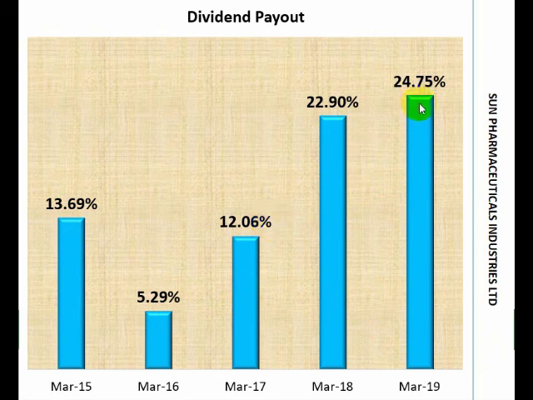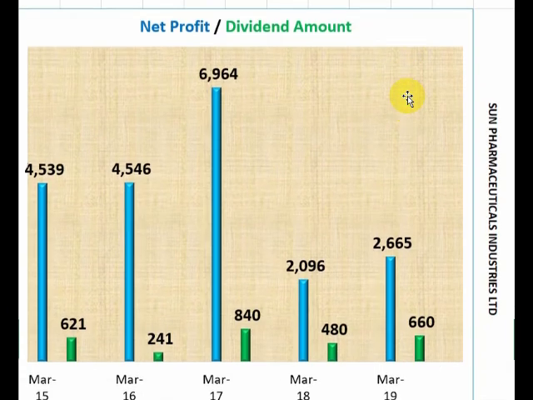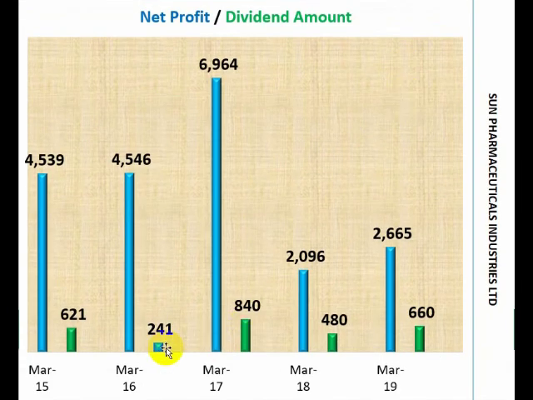In March 19, 24% of the profit was given out as dividend to the shareholders. Here we can see in this chart, indicated in green, the dividend amount being paid every year to the shareholders. In March 19, the company paid 660 crores as dividend against 2,665 crores of net profit.